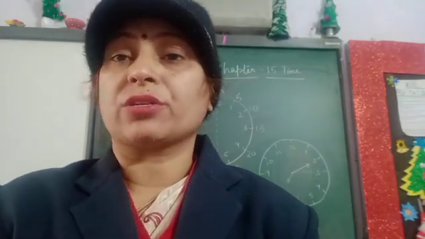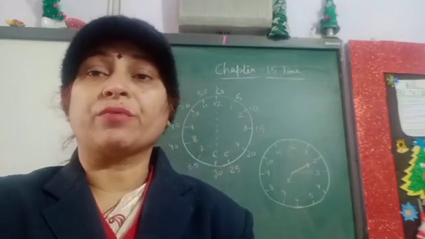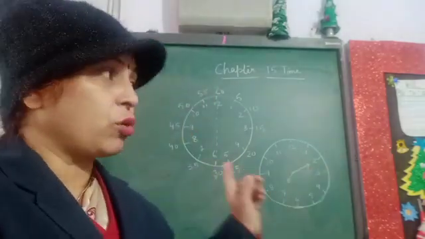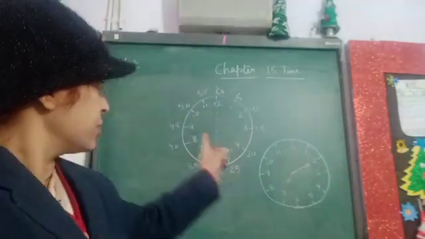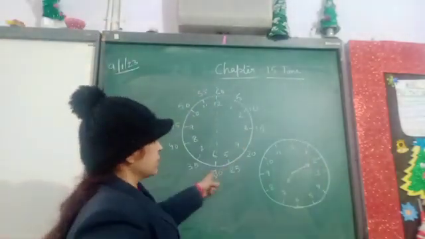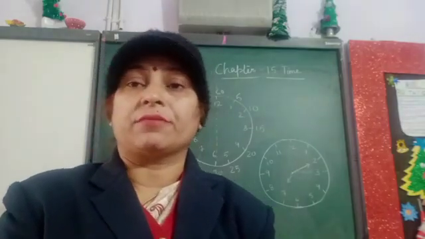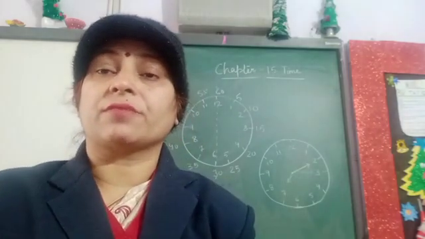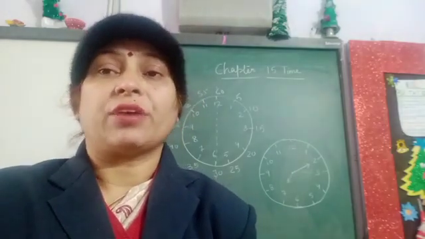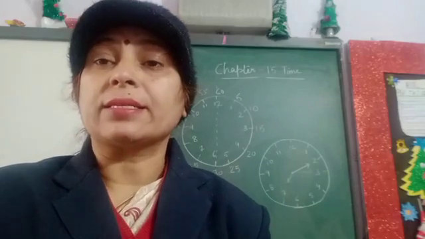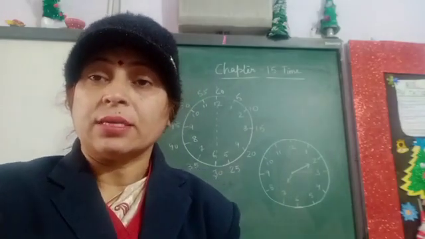Now, how to measure that? What we do when we write the time in digital form, this is an analog clock where I have written these numbers. Actually, these numbers are the multiples of 5. 5 ones are 5, 5 twos are 10, 5 threes are 15, 5 fours are 20. Like this, 5 twelves are 60. This shows 1 hour has 60 minutes.